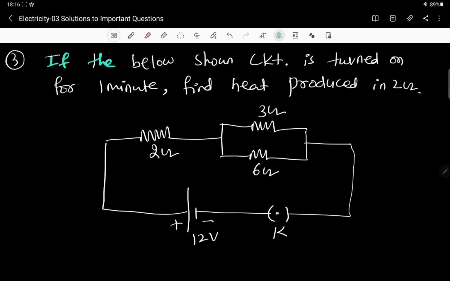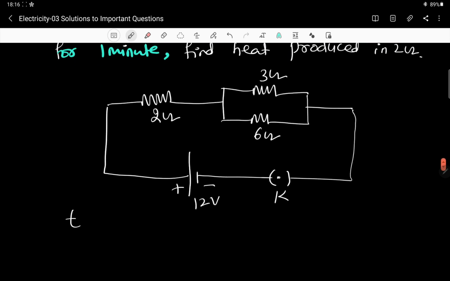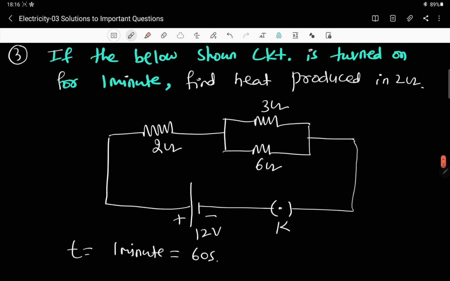What is the question here? If the below shown circuit is turned on for 1 minute, that means the time period is given. How much is the time period? Time period is equal to 1 minute, and the SI unit is second. That's why 1 minute means 60 seconds. They are asking to find heat produced in 2 ohm. In this resistance 2 ohm, how much heat is produced?